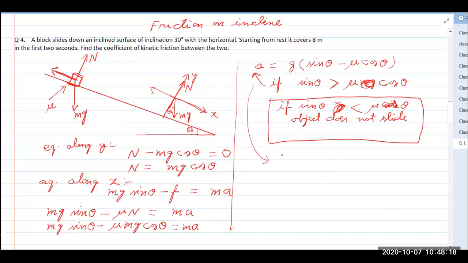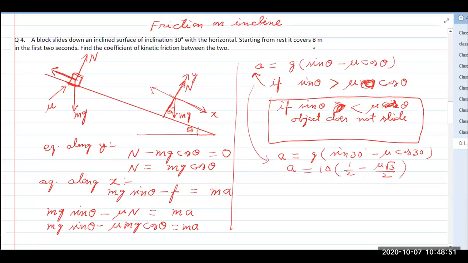So what will be the acceleration for this particular case? The acceleration will be g sin 30 degrees minus mu cos 30. We are given that starting from rest, it covers 8 meters in the first 2 seconds, and we have to find the coefficient of kinetic friction. So we write 10 times, this is half, minus mu root 3 by 2, equal to a.